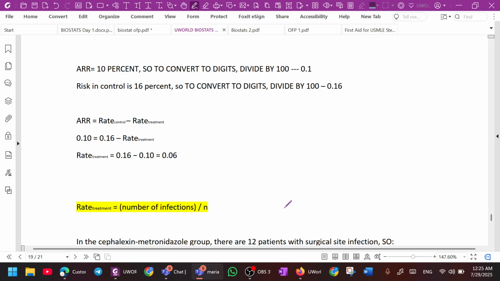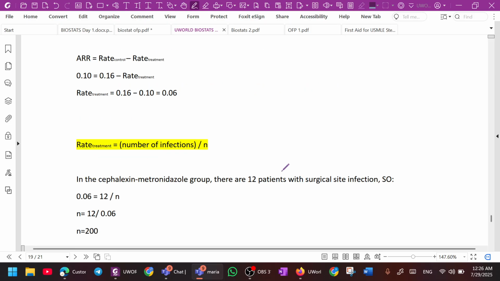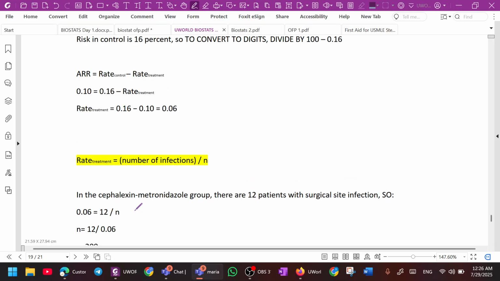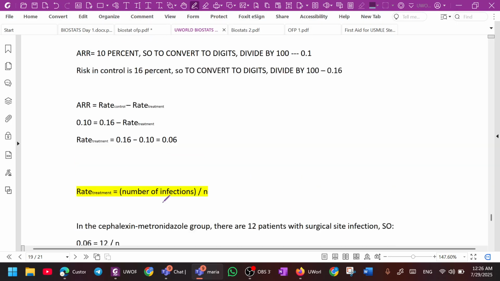You got it? Yeah, I'm with you. So the control rate is 0.06. Then rate treatment equals number of infections divided by n. We know that 12 patients had surgical site infection. So 12 divided by 0.06, and n equals 200. Probably not going to remember that during the exam, but okay.